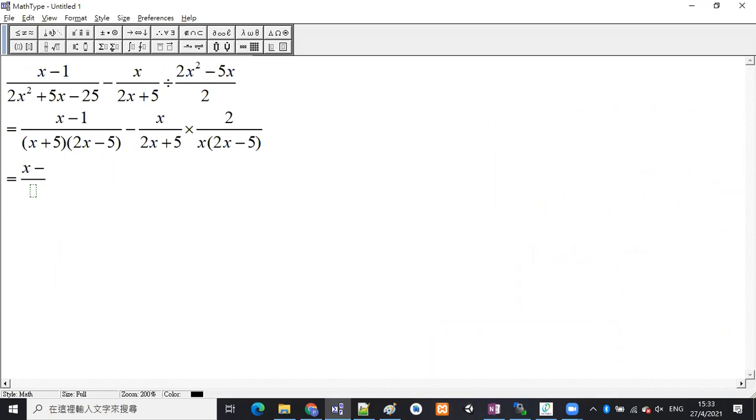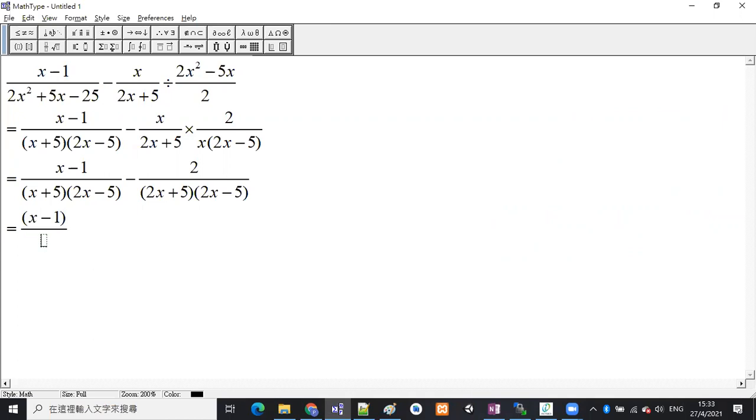So x minus 1 over x plus 5 times 2x minus 5 is no change, and then minus. So we find that there is a common factor x, which can be cancelled by each other. Okay, so what is remaining on the top is 2, on the bottom is 2x plus 5 times 2x minus 5. Okay, and then we are going to do the subtraction now. Subtraction, and we need to enlarge the fraction. Okay, so for the first fraction, we need to multiply a 2x plus 5. So we have x plus 5, 2x minus 5, and then multiply the extra 2x plus 5.